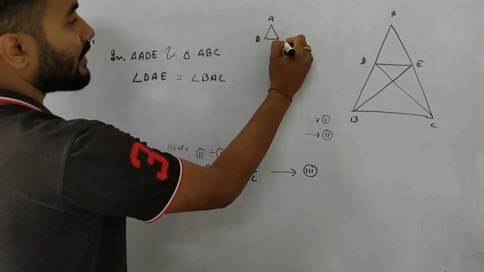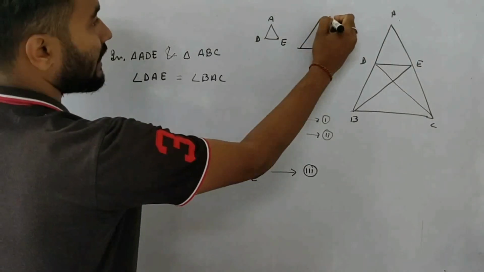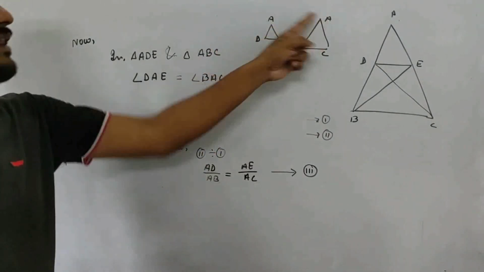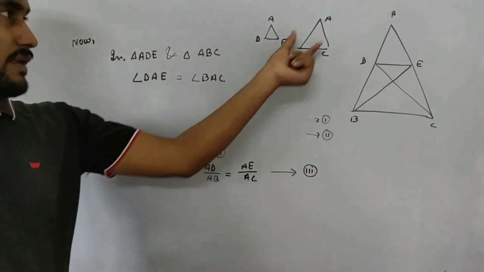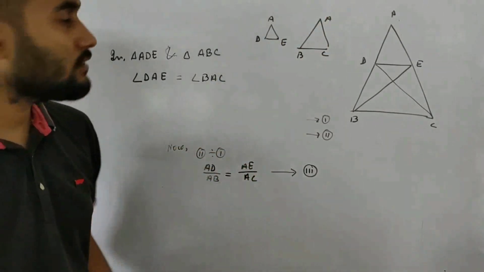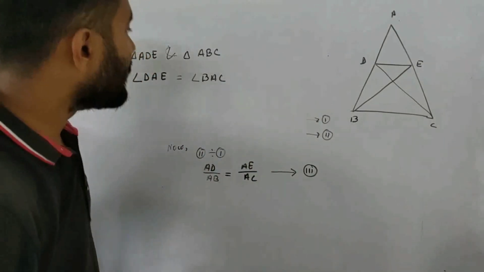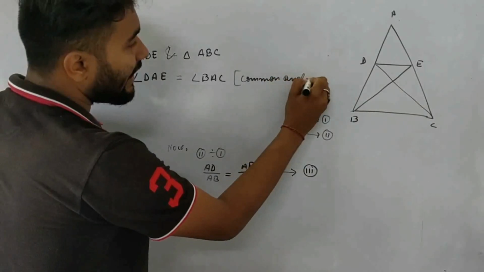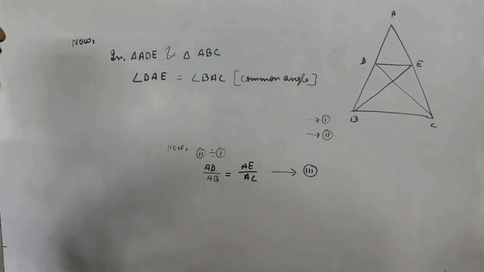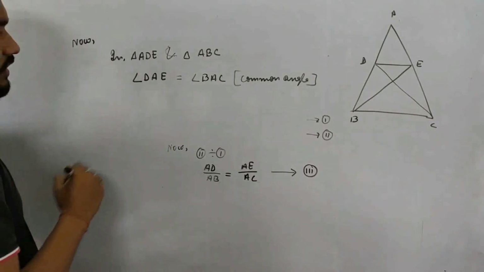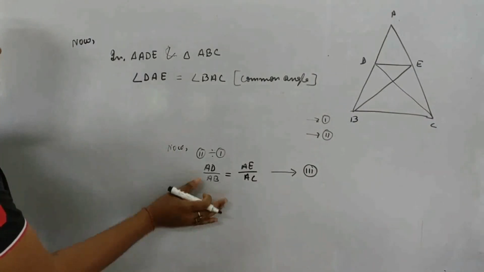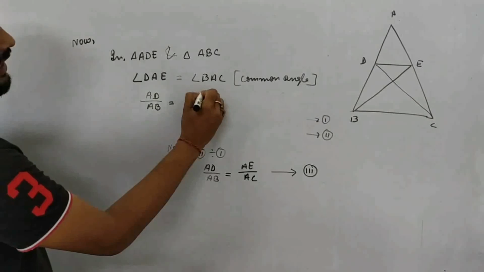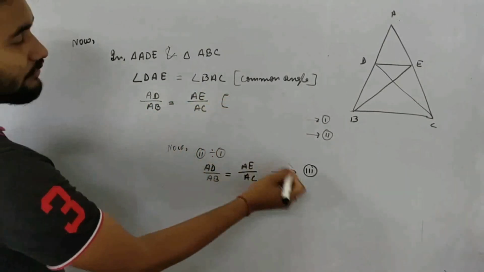This is triangle ADE, and the bigger one is ABC. So in the smaller one the name will be DAE, and in the bigger triangle the name will be BAC. For the reason you write common angle. Done. Next is this ratio we will use. SAS, right? AD by AB will be equal to AE by AC. Reason: from 3.